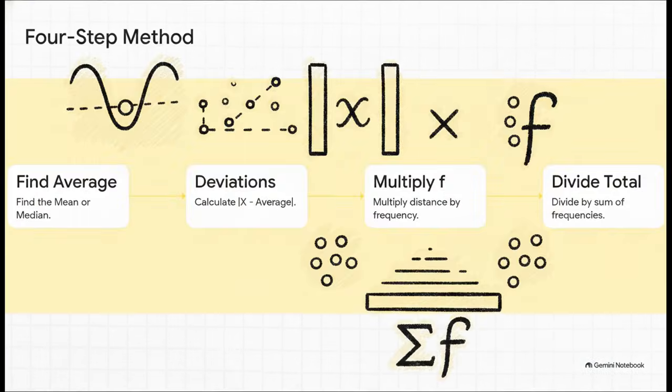If you just follow this strict 4-step masterclass, you are going to perfectly calculate mean deviation every single time. Step 1. Find your center line, either the mean or the median. Step 2. Figure out how far each individual data point, your x, sits from that center line, making absolutely sure to strip away any negative signs using your absolute values. Step 3. Multiply those pure distances by f, the frequency of that observation. And finally, step 4. Add all those multiplied values up and divide by the total number of observations, which is the sum of your frequencies, or sigma f.